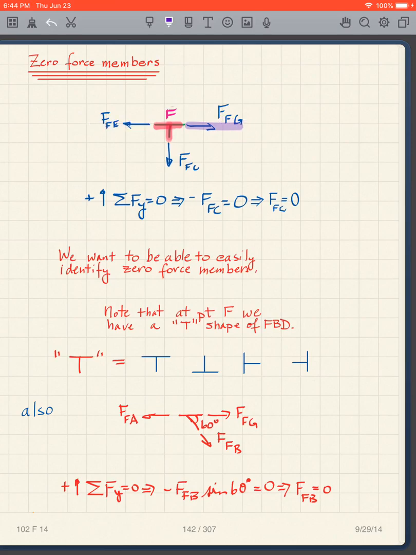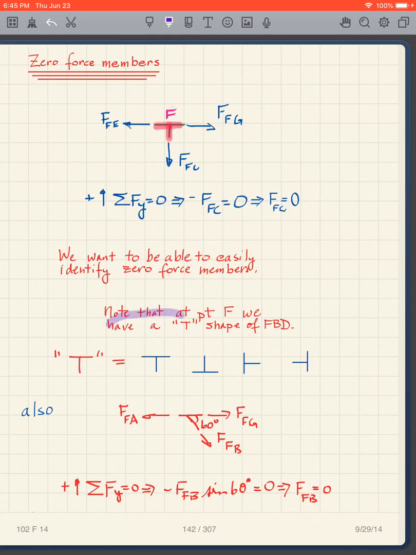But what I'm showing here is a node with no external load acting in a vertical direction. And so that becomes a T. And simply because we can take this sum of the forces in the y direction equaling 0, I'm going to end up with this load being 0.